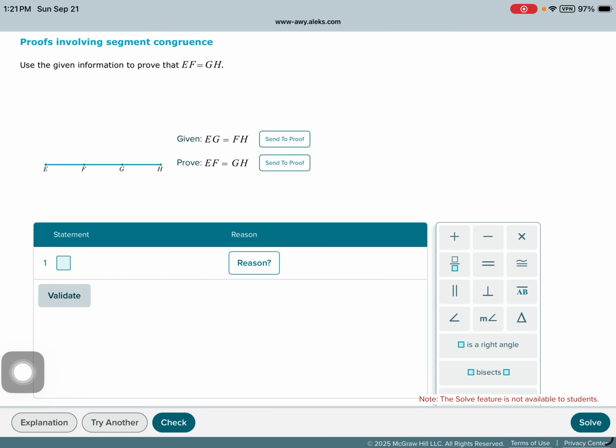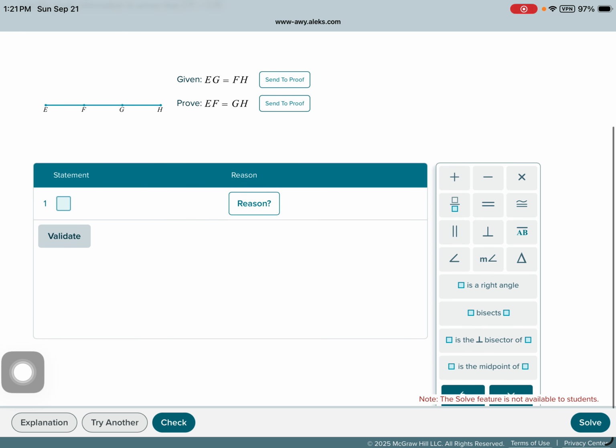Okay, proofs involving segment congruence. So if I had this proof, EG equals FH, and prove that EF equals GH.